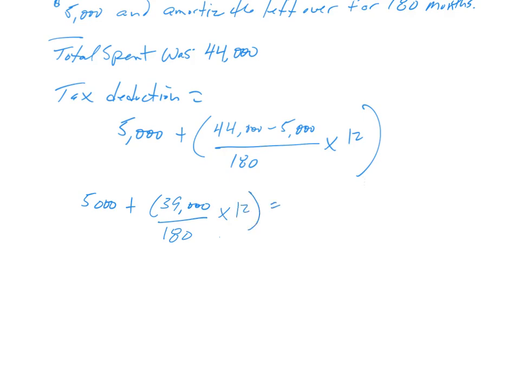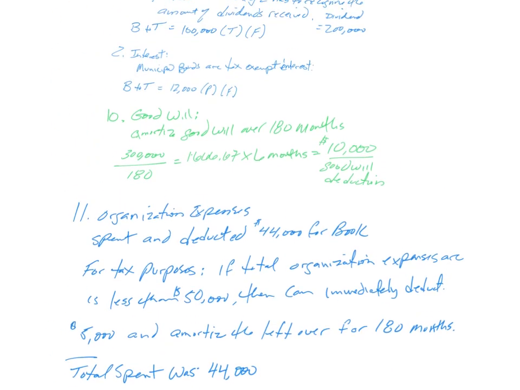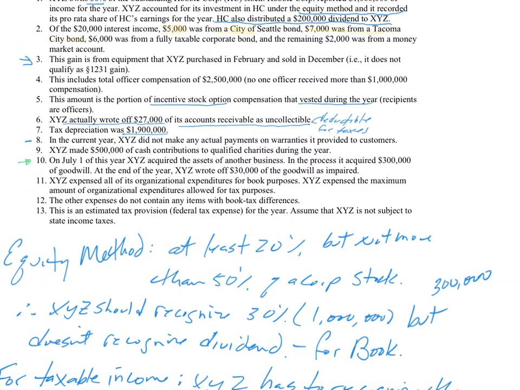So what is 39,000 divided by 180 times 12? It's $2,600. So then their total tax deduction is $5,000 plus $2,600, which is $7,600. Okay, so that's their total tax deduction. Let's go take a look at our notes and see what other expenses. All right, here we go. The other expenses do not contain any items.